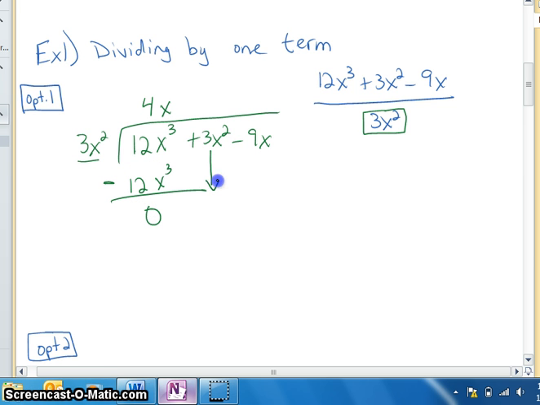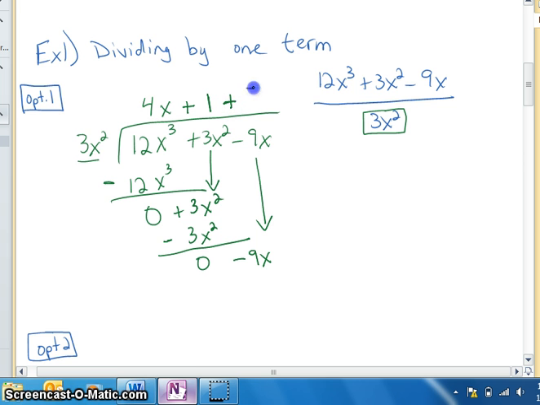Then I bring down the next term, 3x squared. So how many times does 3x squared go into 3x squared? Once. 3x squared. Subtracting these, I've got 0 left. Bring down the negative 9x. Can I multiply 3x squared by something and get negative 9x? No. So this is where the remainder comes in handy.